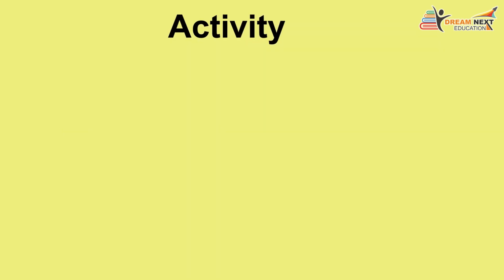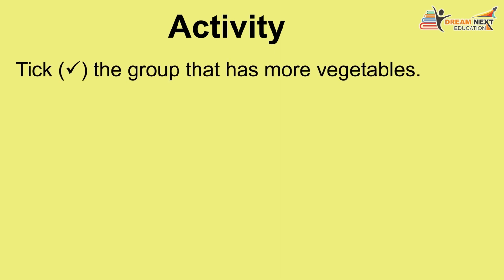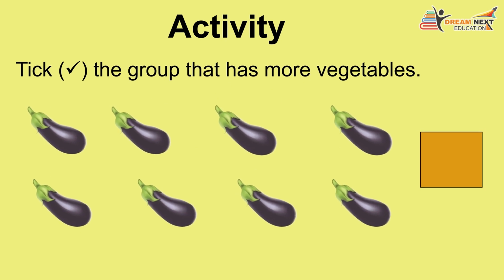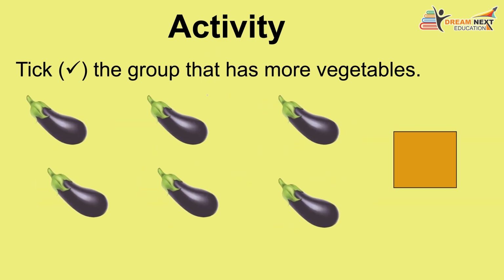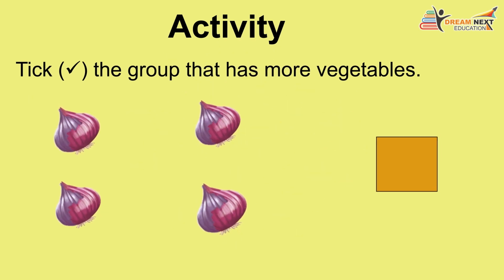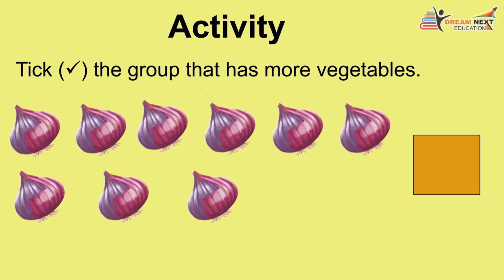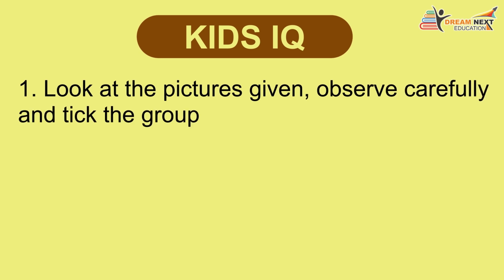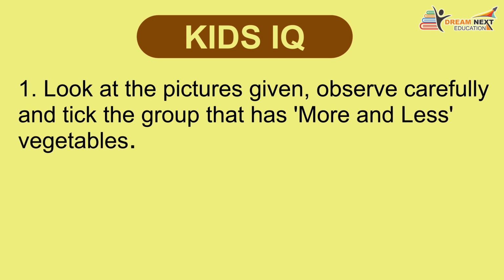Activity. Tick the group that has more vegetables. 8 brinjals, 6 brinjals, 4 onions, 9 onions. Kids IQ 1. Look at the pictures given. Observe carefully and tick the group that has more and less vegetables.